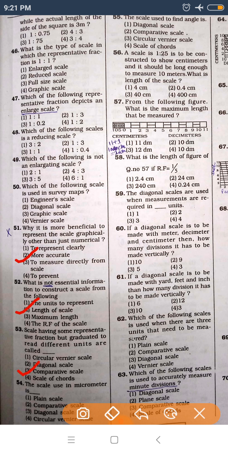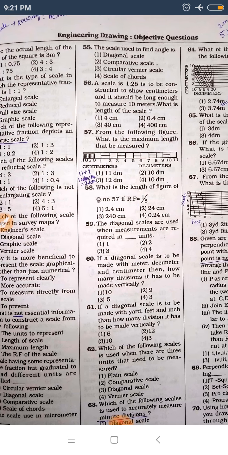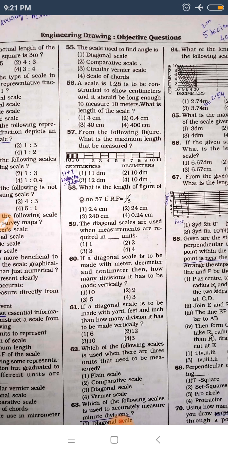Scales having the same representative fraction but graduated to read different units are comparative scales. The scale used in micrometer is circular vernier scale. Option D. Question number 55. The scale used to find angle. Scale of chords. A scale of 1:25 is to be constructed to show centimeters and it should be long enough to measure 10 meters. What is the length of the scale? Answer will be 40 centimeters.